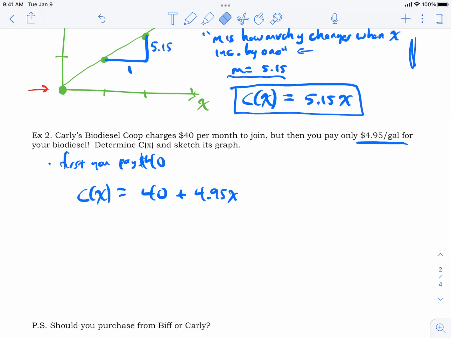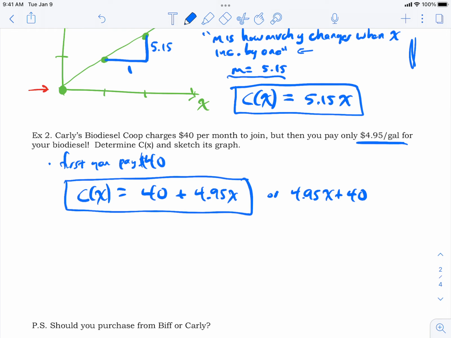So I suppose you could write it the other way if you like to see the mx plus b look. You could write it this way, but honestly, it doesn't matter what order you add two things, right? So there it is. There's Carly's. Now, wasn't that nice? You just think in terms of, well, first I got to pay the $40, and that's no matter what. That has nothing to do with how many gallons I buy. Then I can walk up to the pump and start paying $4.95 for each gallon. It works.